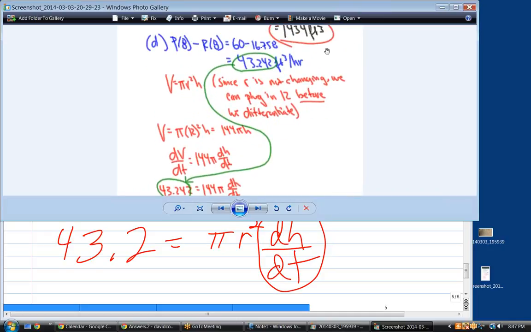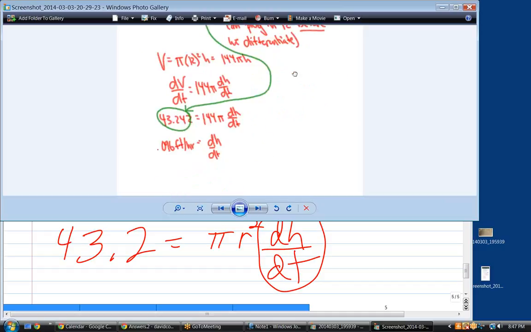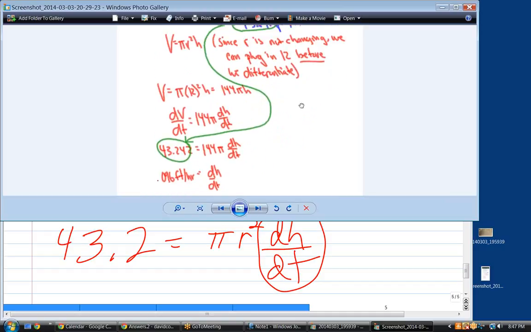Since R is not changing, we can plug in 12 before we differentiate. Okay. So V is equal to 144 pi H. Implicitly differentiate that. Plug in what we got from the previous answer. So we get a number for dH/dt.